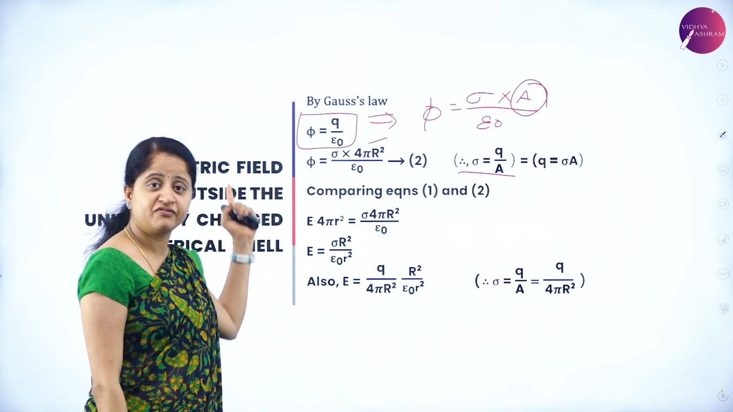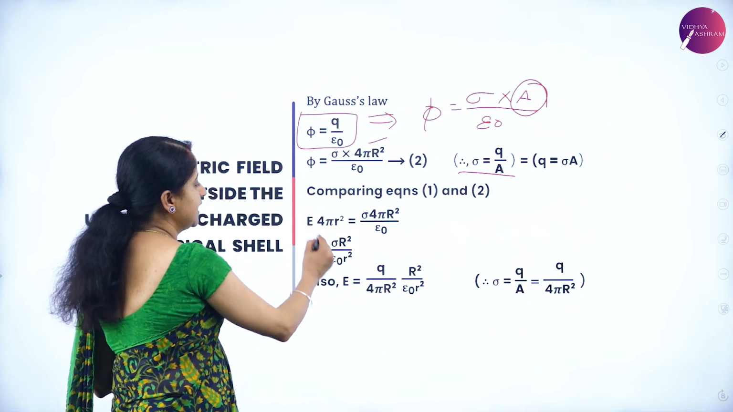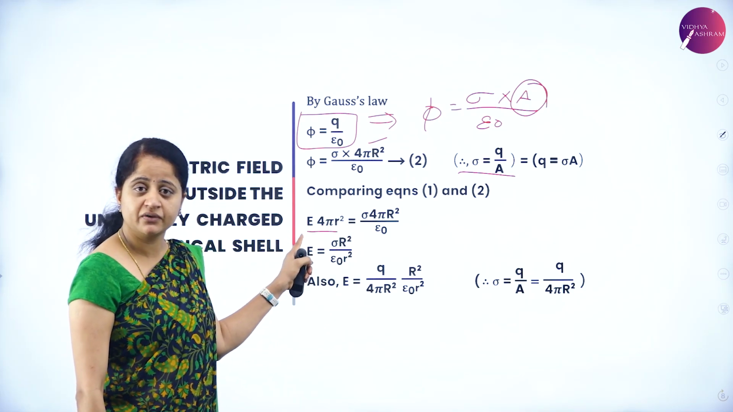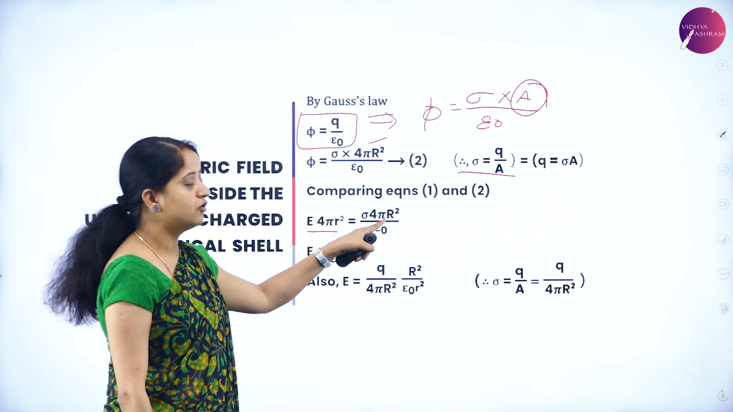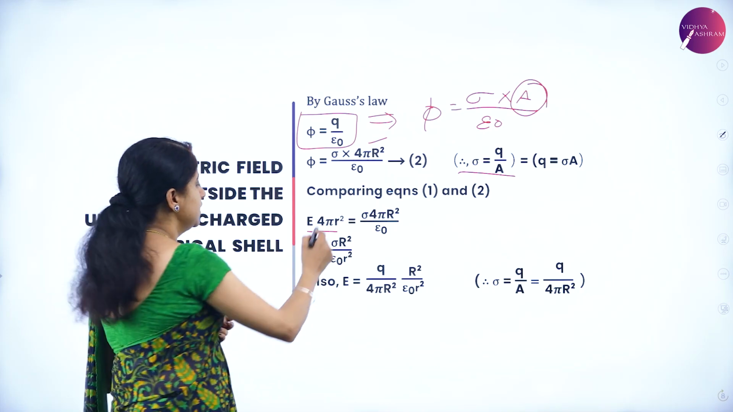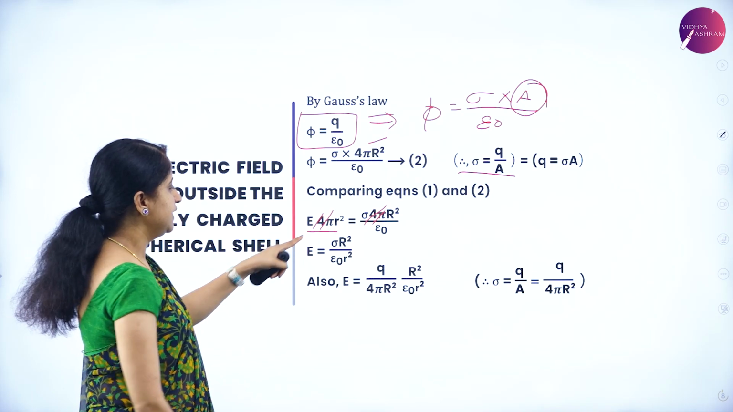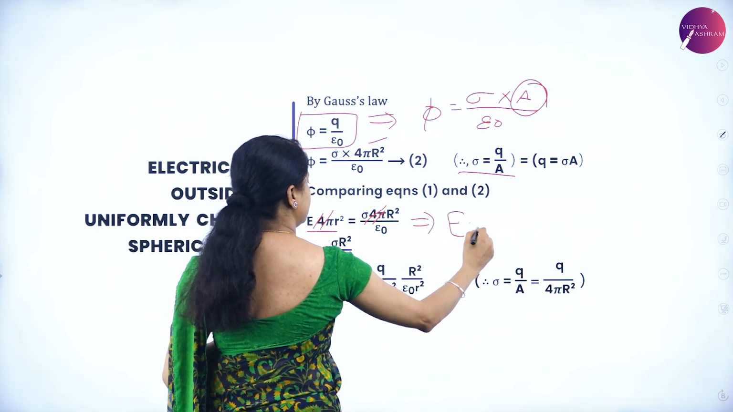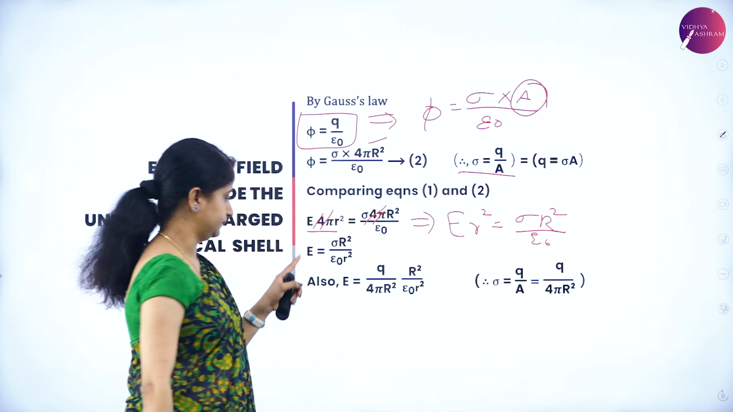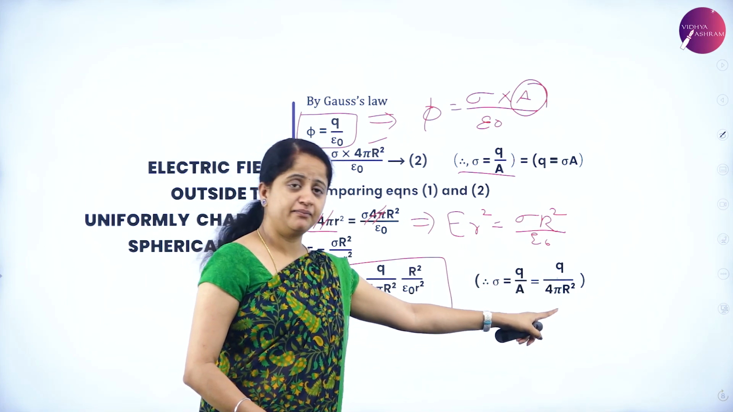Equation 1, LHS is phi. Equation 2, LHS is phi again. So, let us compare these two equations, and we can equate the RHS terms, that is E into 4 pi r square from equation 1, which is equal to sigma into 4 pi r square by epsilon naught. Now, what are the common things that we can cancel out? That is 4 pi and 4 pi we can cancel, and we remain with E into r square, which is equal to sigma r square by epsilon naught. But we know from surface charge density, sigma is equal to Q by A, or it is Q divided by 4 pi r square.